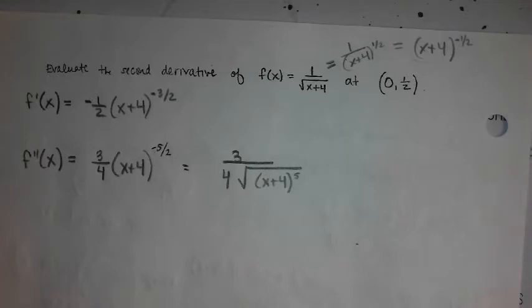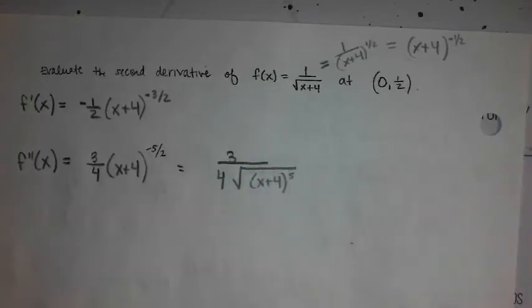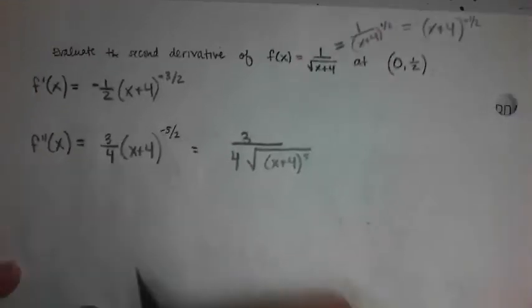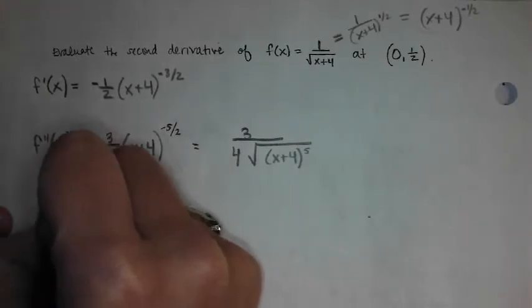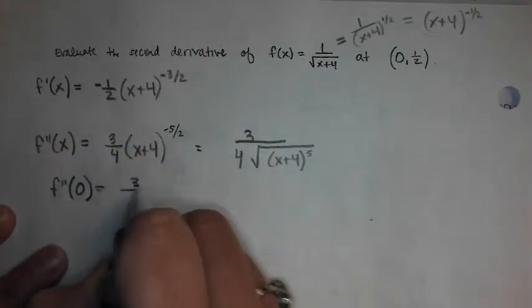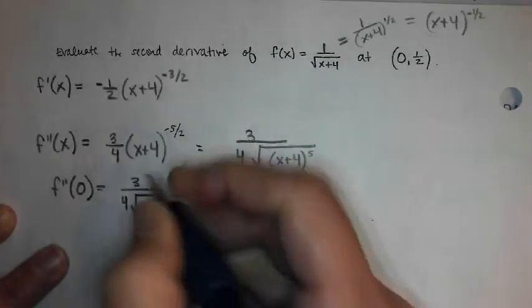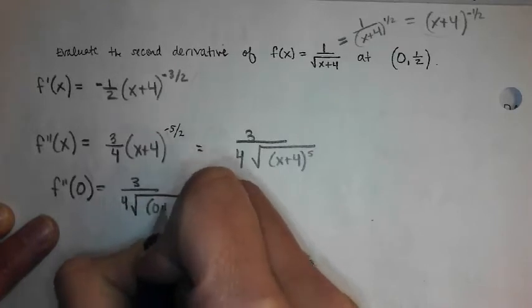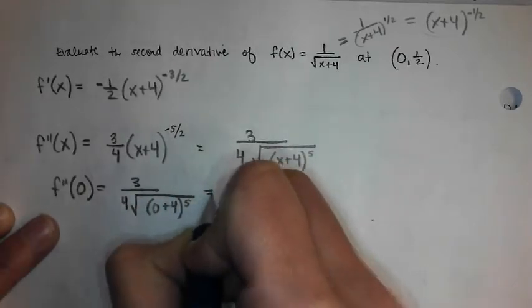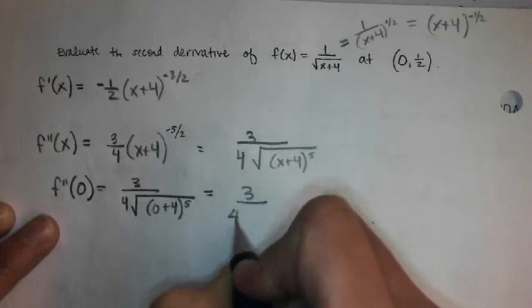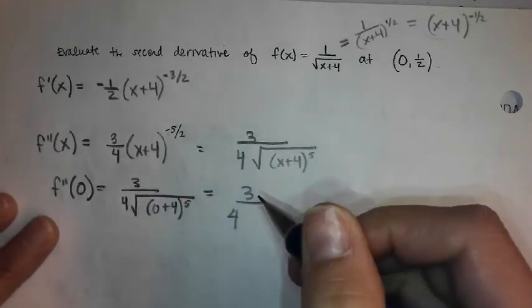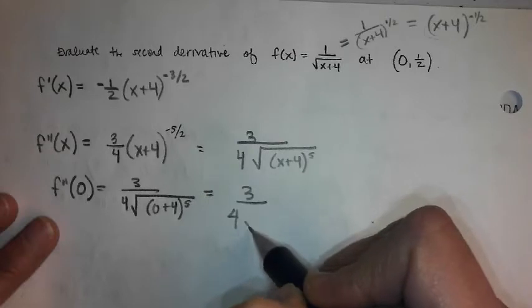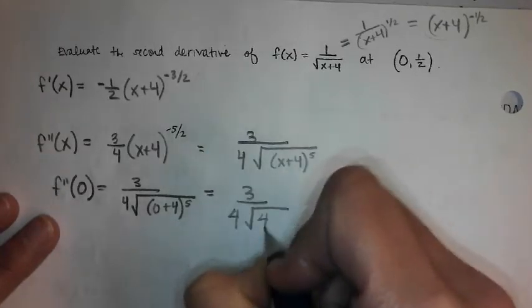Which, can we reduce this square root because we're taking it of something to the 5th power? Absolutely, but you're just evaluating it, so why bother overworking yourself? Just plug in the 0. So f double prime at 0 is 3 over 4 root 0 plus 4 to the 5th. So it's 3 over 4 times the square root of 4 to the 5th power.